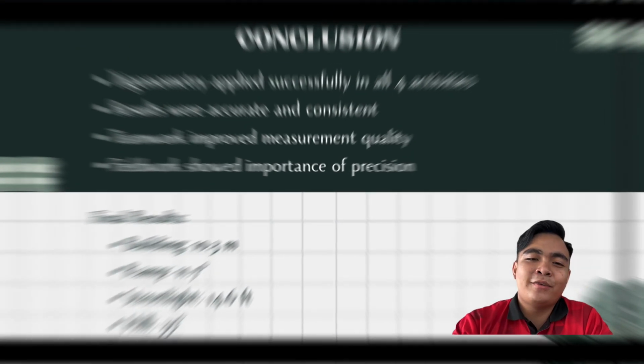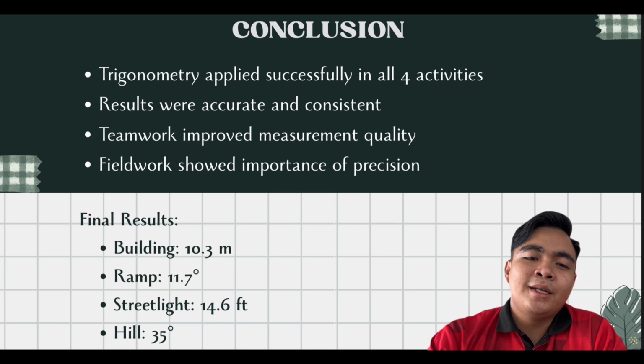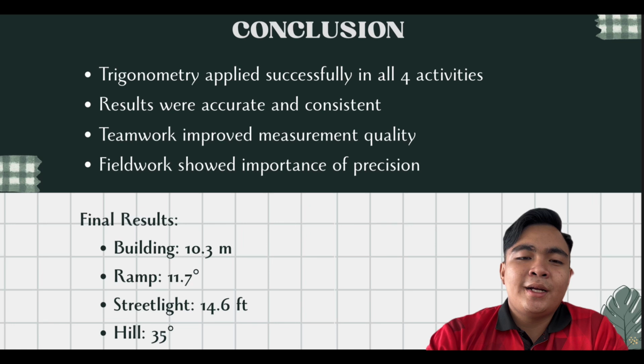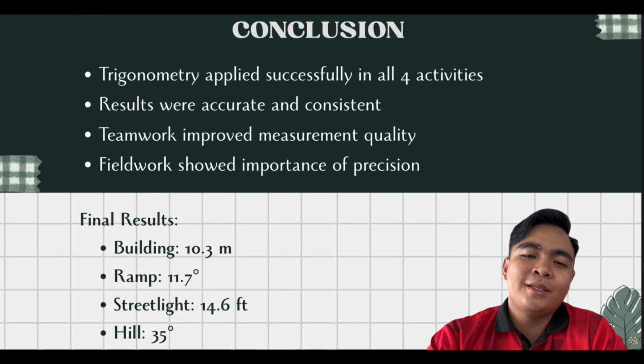Here are our final measurements. Building height was 10.3 meters, ramp angle was 11.7 degrees, street light height was 14.6 feet, and hill angle was 35 degrees.